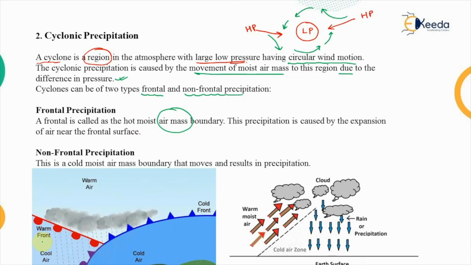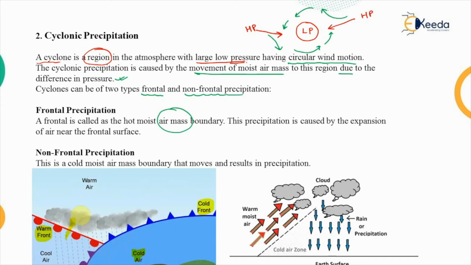Now let's say in this image, the warm front has been shown with the red color and the cold front is shown with the blue color. So obviously this warm front will be lower in mass, while the cold front, because of its nature, will be heavier than the warm front. Now when these two collide, the cold front gets settled down, while the warm front, because of its lighter nature, gets lifted up.